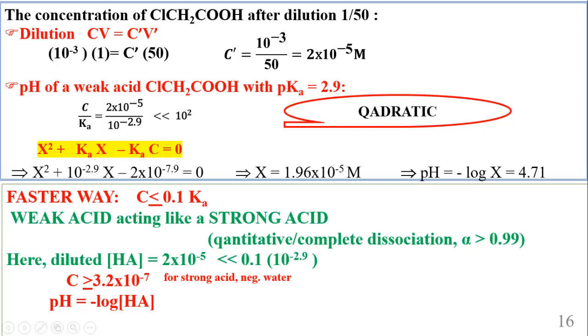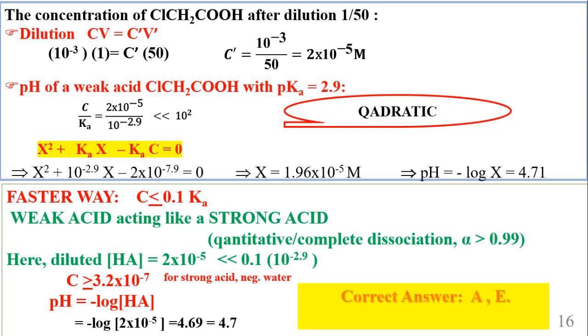And so in this case, the pH is simply minus log the concentration of that weak acid, which is like a strong acid now. So it's behaving as a strong acid. And thus my pH is simply, you take the concentration, minus log the concentration of that acid after dilution, and you get, voila, 4.7. And did I need to use a quadratic? Absolutely not. Okay, so there is no need for a quadratic equation here.